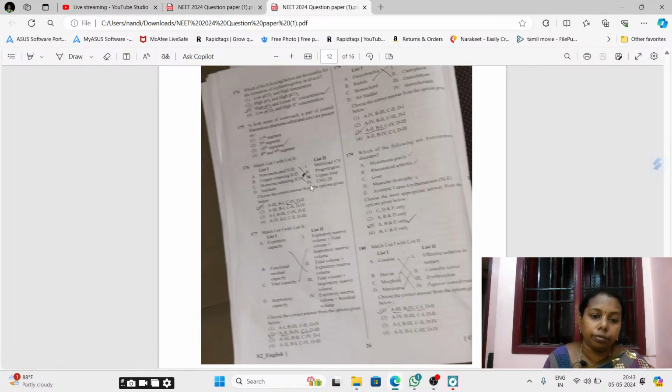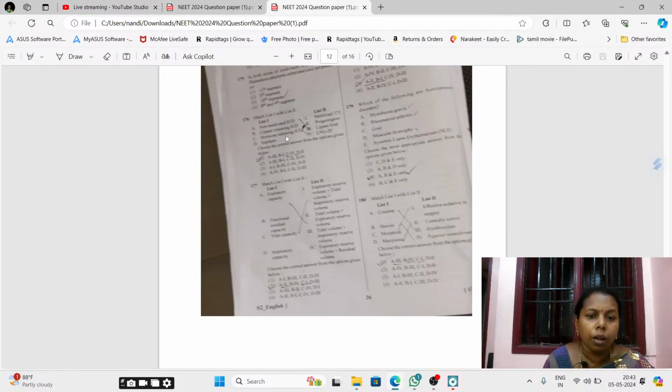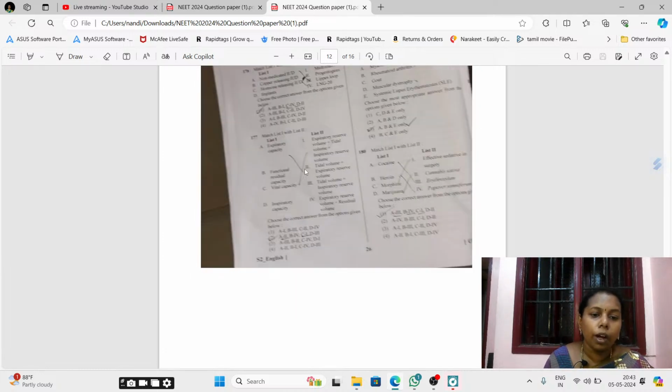Anal cerci. And then matching the list 1 and list 2 of 176th question. Non-medicated IUD, Lippes loop, copper containing IUD, multiload 375. So, which is in the option A itself. Okay. Hormone releasing IUD, LNG20, implant is progesterone. So, option 1.